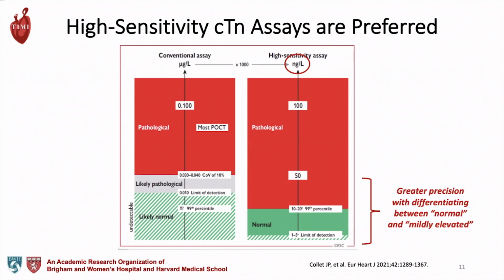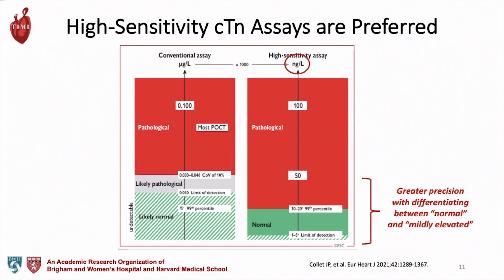So one thing is that there's a difference in the units between high sensitivity assays and conventional assays. High sensitivity assays use nanograms per liter, so the values are 1,000-fold higher compared to conventional assays. And when we talk about extensive myocardial injury and elevated troponin, that's exactly what we see, that the high sensitivity troponin assay will yield a value that's 1,000 times higher than conventional assays.